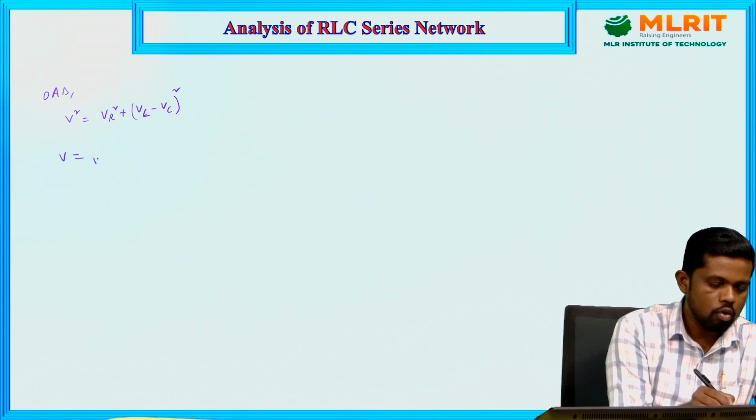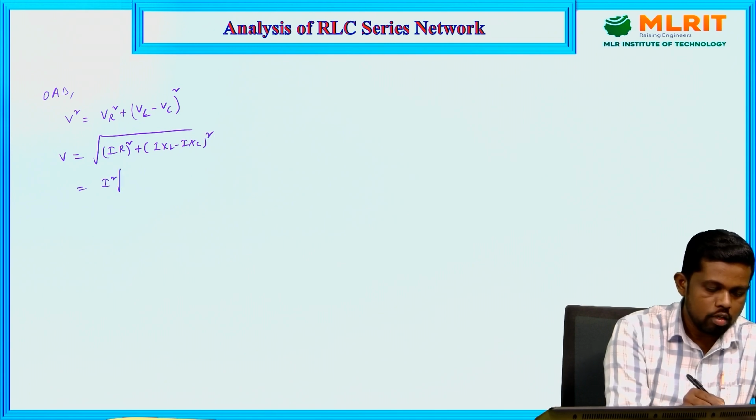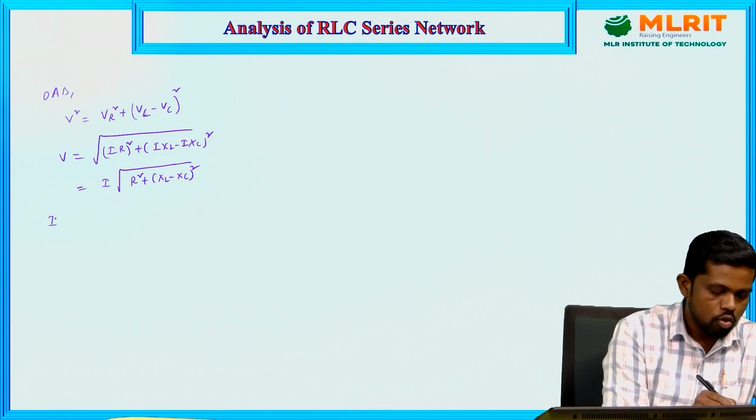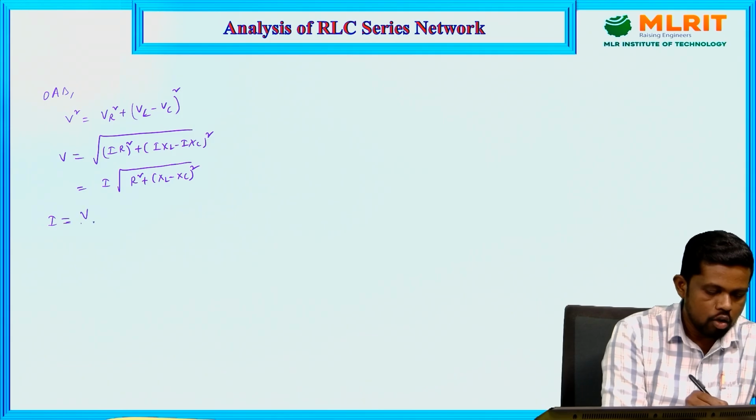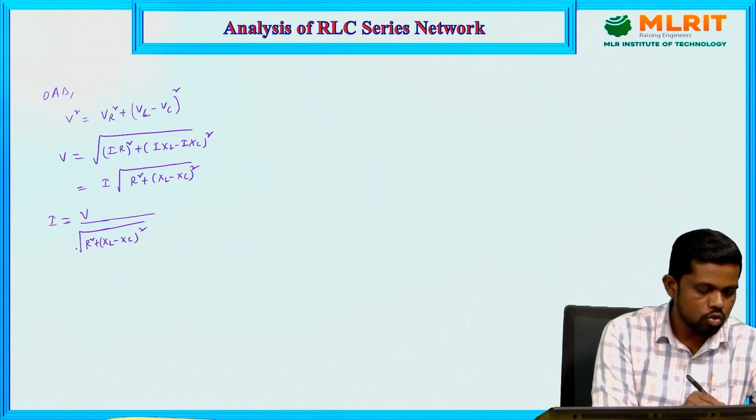So V equals the square root of, expanding with Ohm's law, IR whole square plus I into XL minus I into XC whole square. I square is a common term, so it is R square plus XL minus XC whole square. So we got I. The network current is I equals V divided by the square root of R square plus XL minus XC whole square. From the phasor diagram, we have determined the RMS value of current.